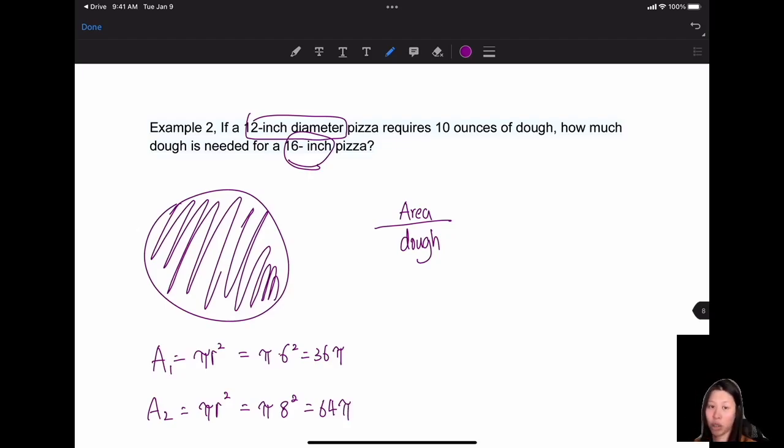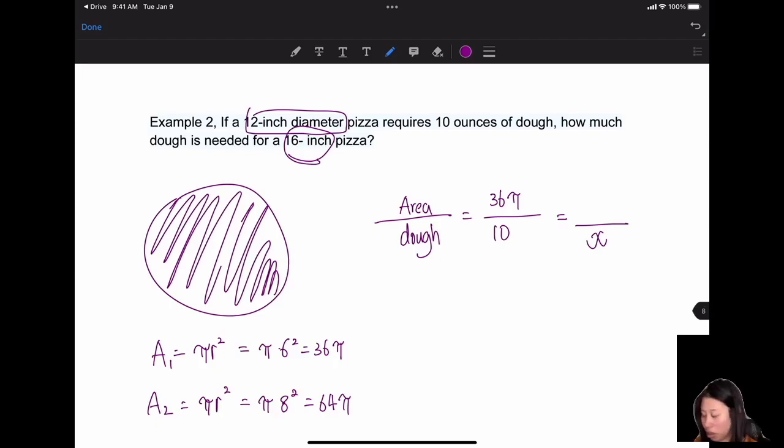Okay, so now we already know the area of each pizza. Since they have the equivalent proportion, we can write 36 pi over, because you need 10 ounces of dough for a 12-inch pizza. And then we don't know how many ounces of dough that we need, so we say x, and then the other area is 64 pi square inches. Okay, so now we can solve it. Let's pause the video and try to do it by yourself and see how you do it.